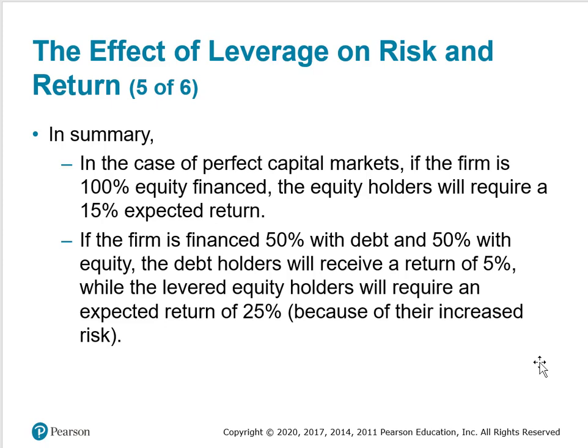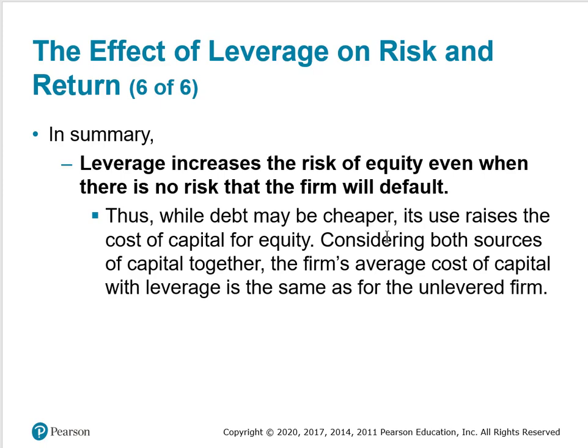In the case of perfect capital market, if the firm is 100% equity financed, the equity holders expect 15%. But if it's financed 50%, then the debt holders are going to receive 5%, but the equity holders are going to want more because it is a riskier company. So leverage increases the risk of equity even when there's no risk that the firm will default. Why is that?